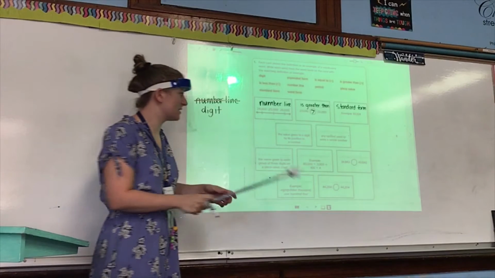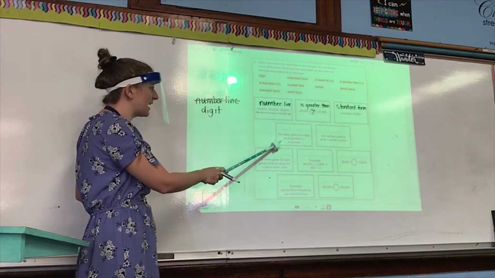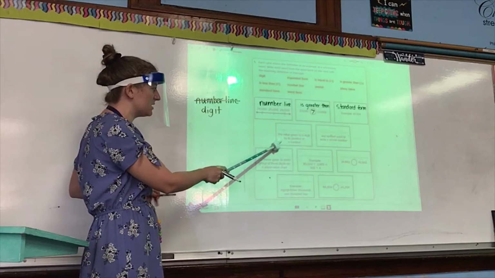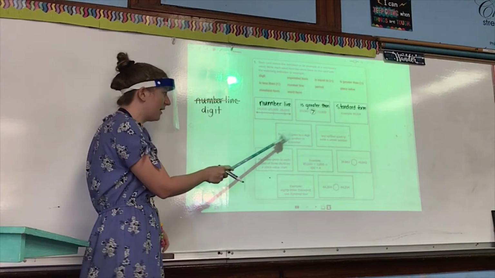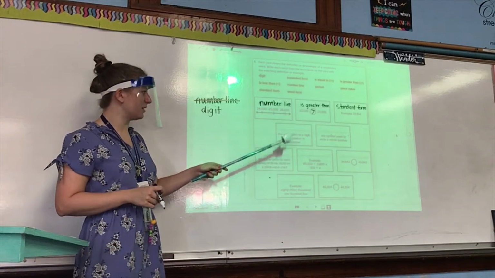Answer with confidence. Okay, the first card on the second row, it says the value given to a digit by its position in a number. Aaron, what word goes with this card?